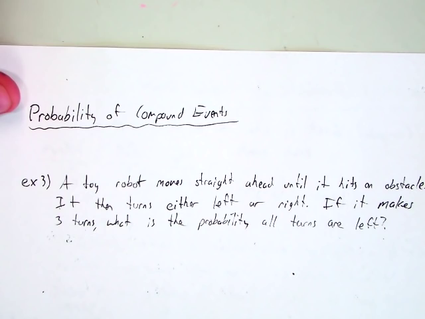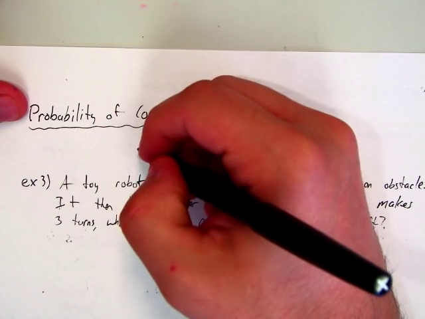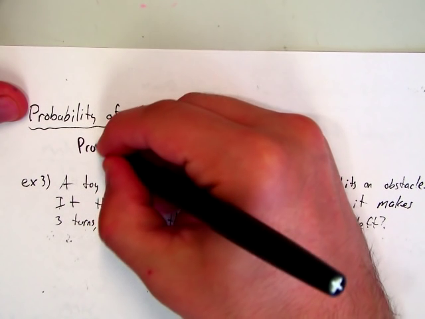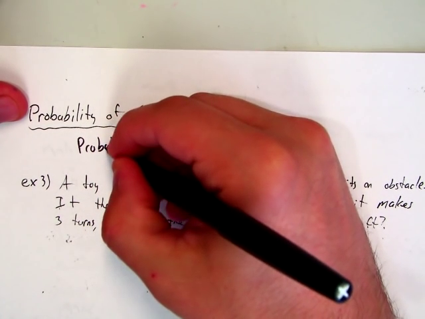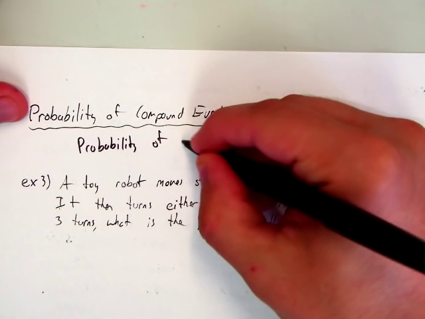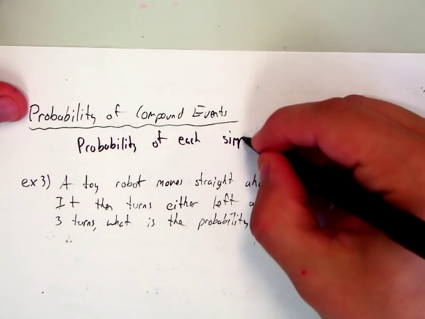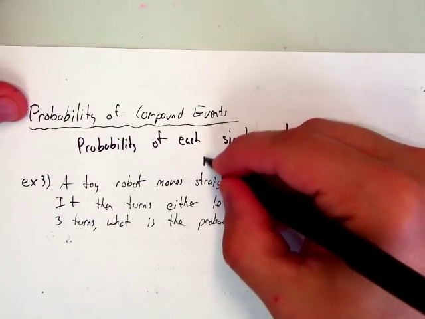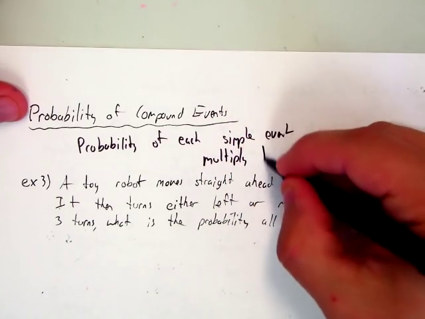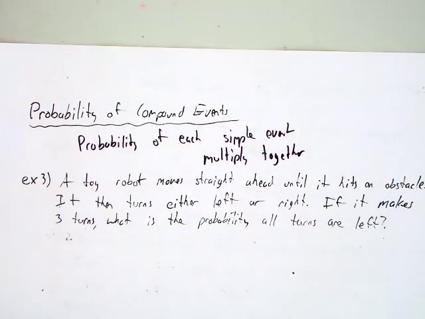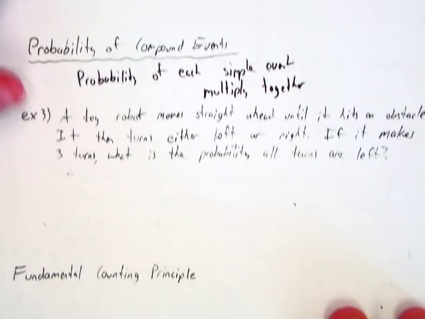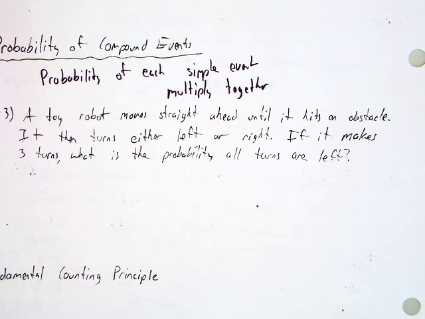So for the probability of compound events, what you would do is you would find the probability of each simple event first, and then multiply those together. So example 3, it says a toy robot moves straight until it hits an obstacle. It then turns either left or right. If it makes 3 turns, what is the probability that all turns are left?